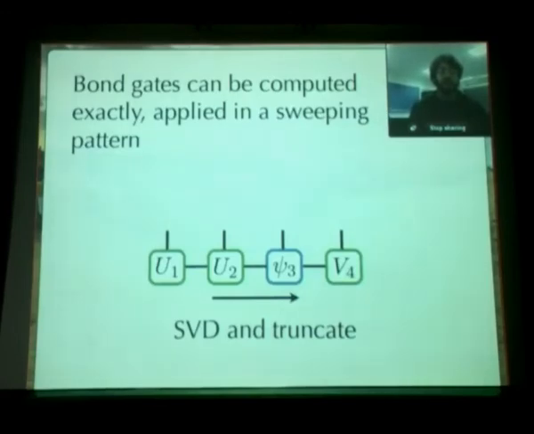And in this way, you move through the system in a sweeping-like pattern. It's actually very similar to doing real-time DMRG. You're just using a different kind of gate. And so each time you SVD and you truncate also to control growth of your bond dimension. Okay. Hopefully that helps. One more question.